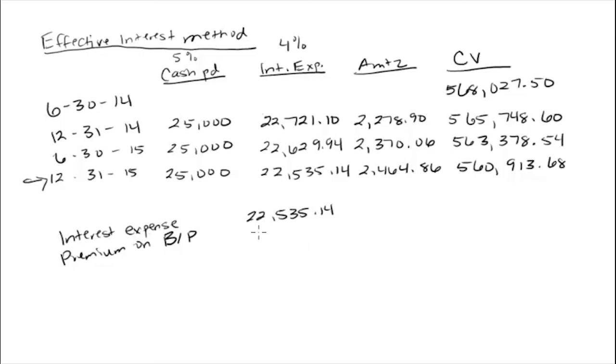So the premium here was $2,464.86. That's how much we amortized, decreased it by. And then we paid $25,000 in cash. There we go.